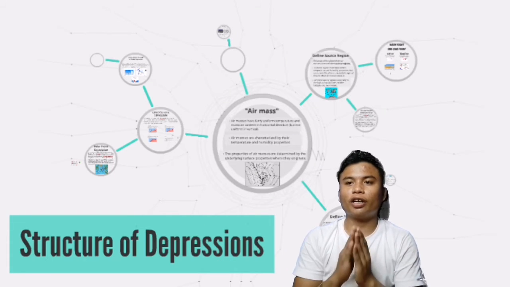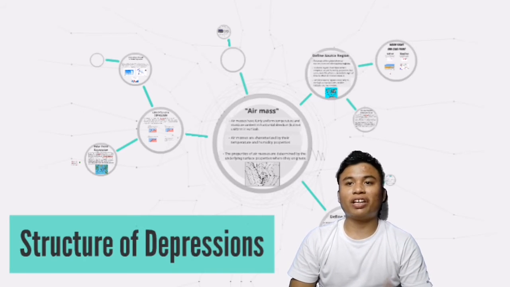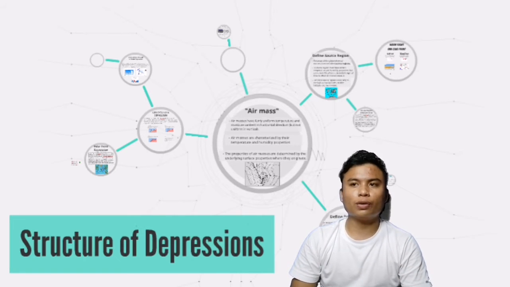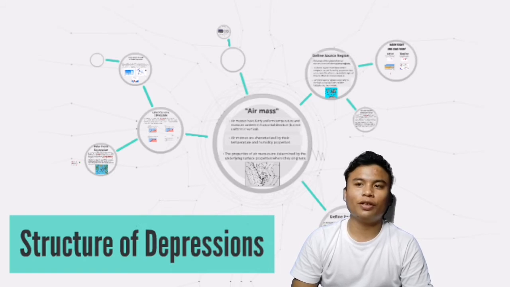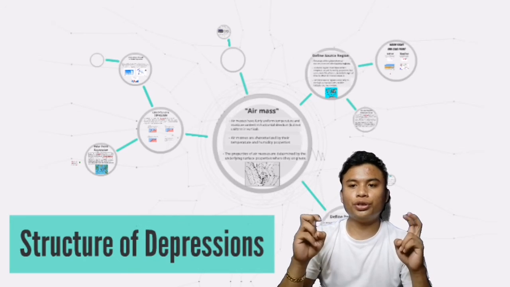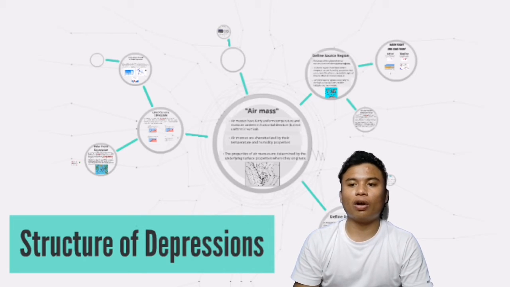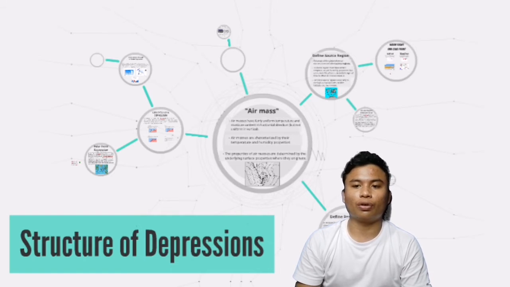The next topic that we are going to discuss is about the structure of depression. First, let's talk about an air mass. An air mass is a large volume of air in the atmosphere that is mostly uniform in temperature and moisture. Air masses form over large surfaces with uniform temperatures and humidity called source regions. Low wind speed lets air remain stationary long enough to take on the features of the source region, such as heat or cold.